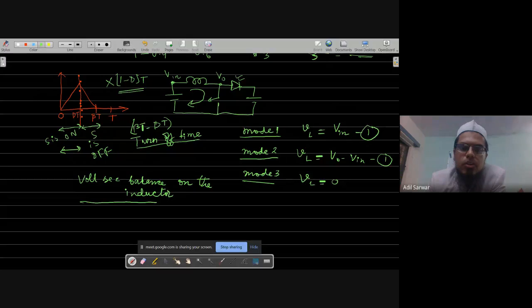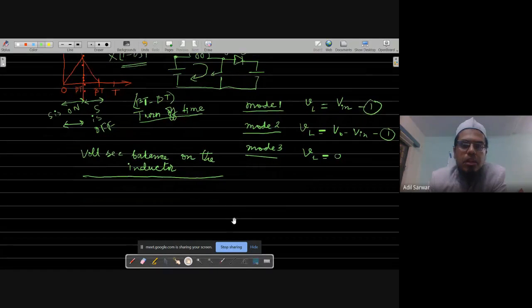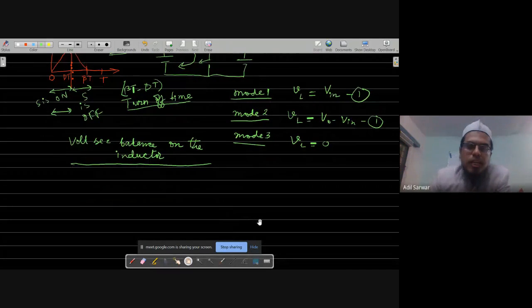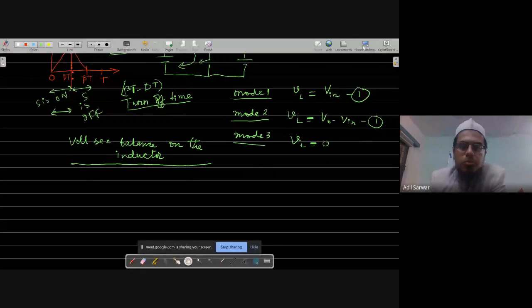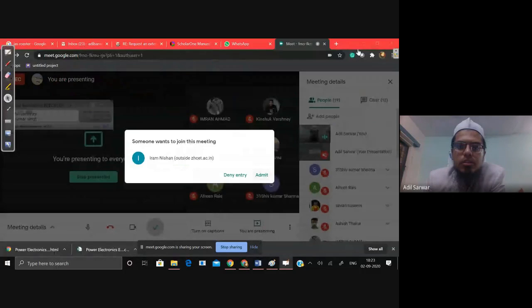So there are two important results: the volt second balance in case of inductor and charge balance in case of capacitor, through which we try to obtain many relations between input and output voltage.